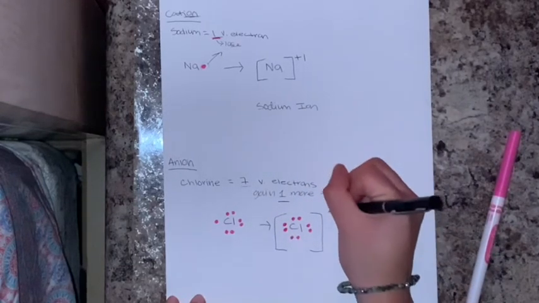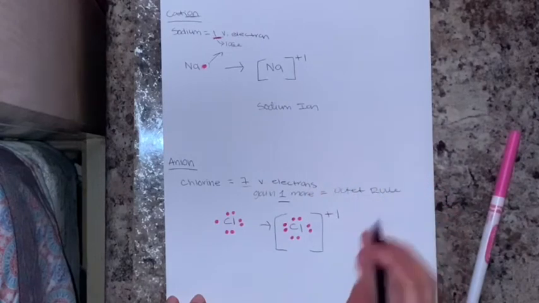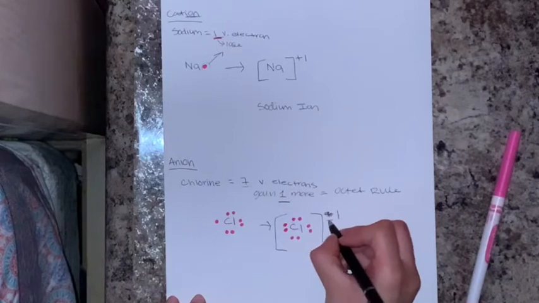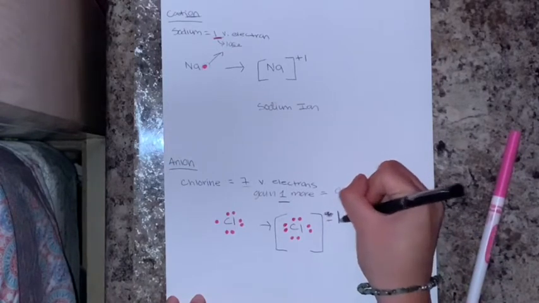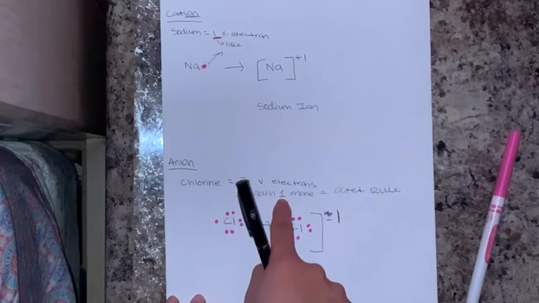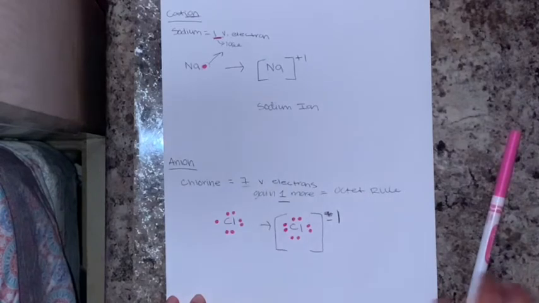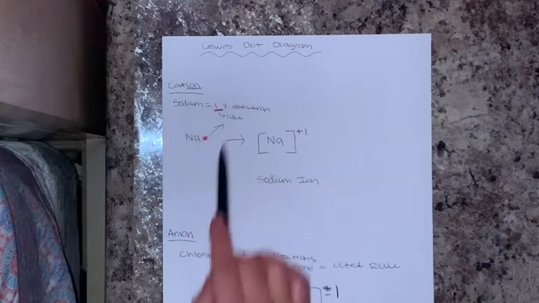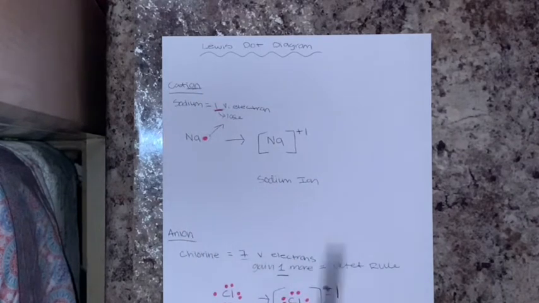And so since it gained 1 valence electron, it's going to have a negative charge of 1, since there's more electrons than protons. And I put plus by accident, but I changed that. So it has a negative charge of 1. And here are two examples of Lewis dot diagram for a cation and an anion.